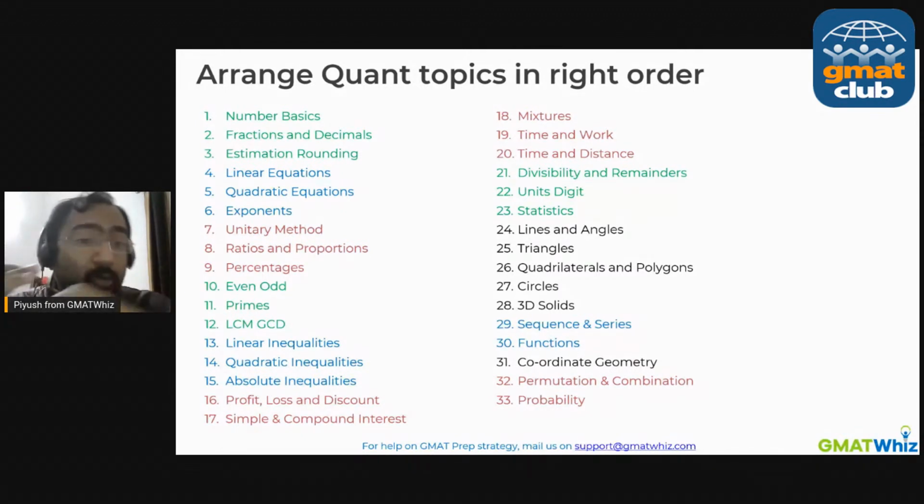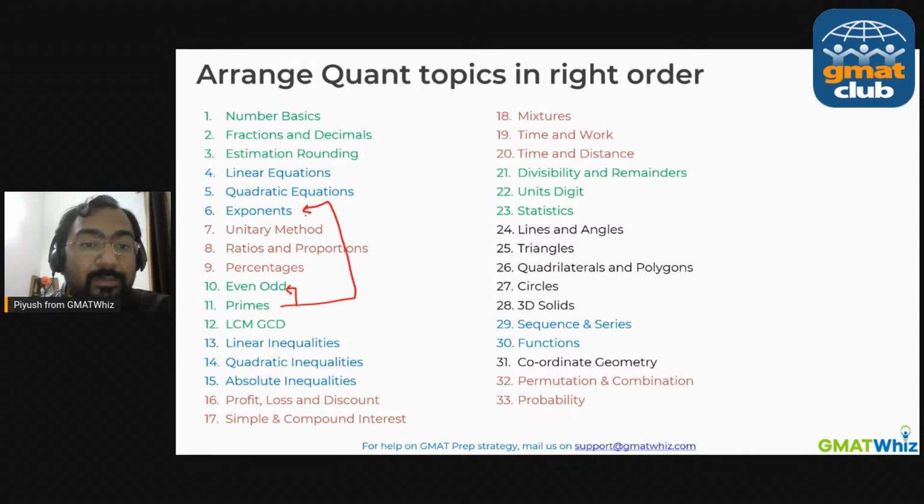For example, if you're doing prime numbers, you should know the concept of even and odd numbers before doing prime numbers. So you should go through even and odd numbers before doing primes. Similarly, if you are doing prime numbers, you would need to know how to work with exponents, because in prime factorization, you will have exponents to deal with.